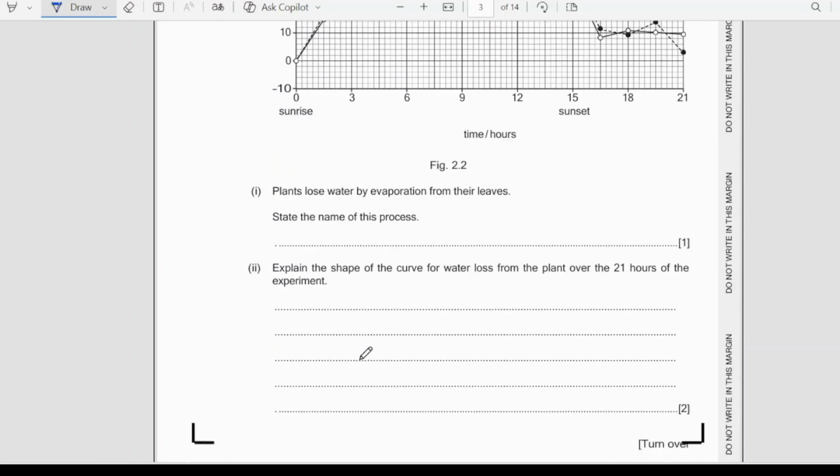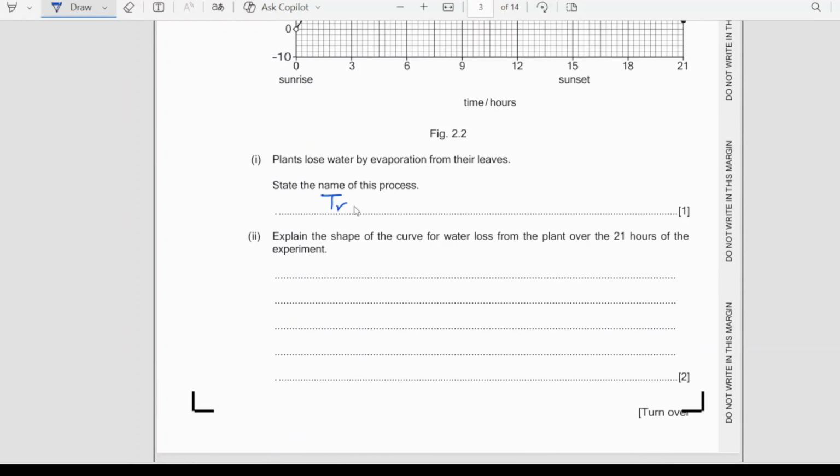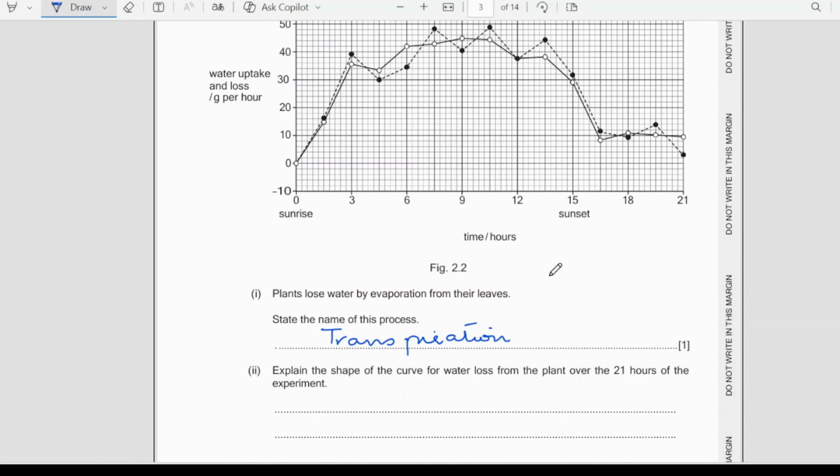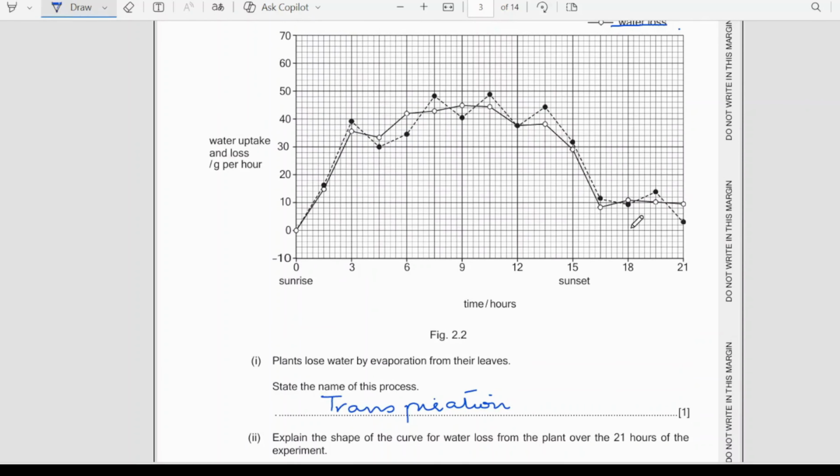Transpiration, correct. Explain the shape of the curve for water loss from the plant over 21 hours of an experiment. You have to give the general explanation, because description is not written, so you don't have to give values. Just explain why it's increasing or why it's decreasing.